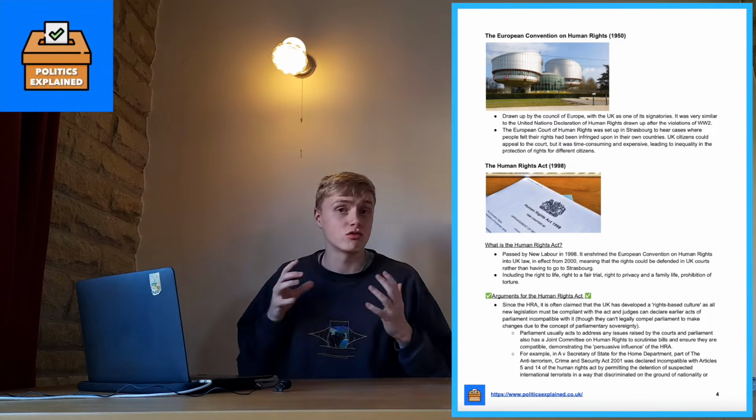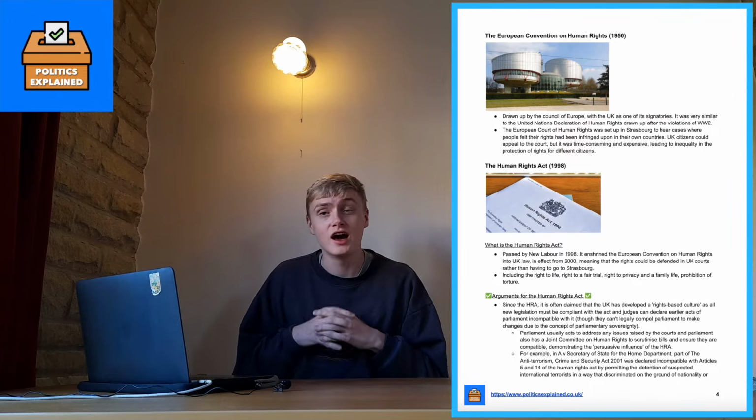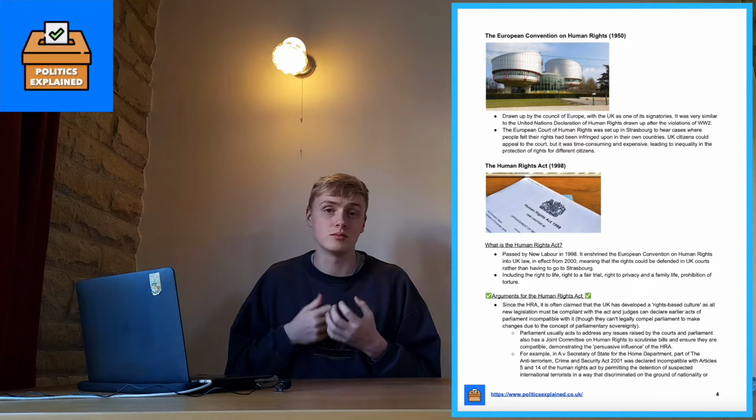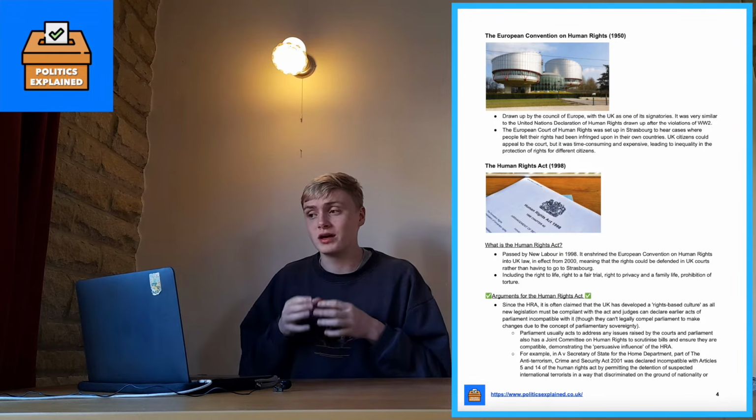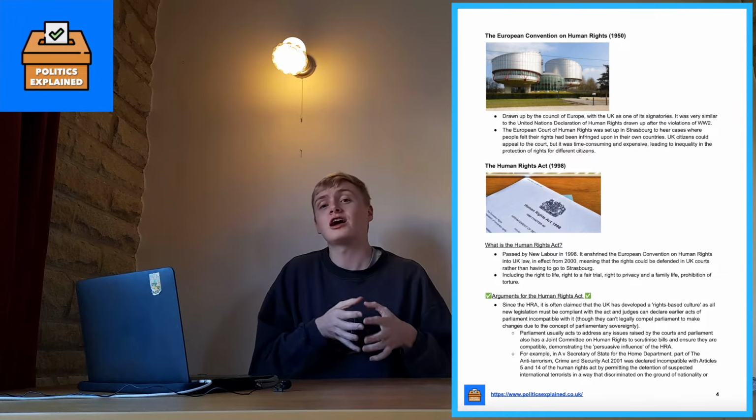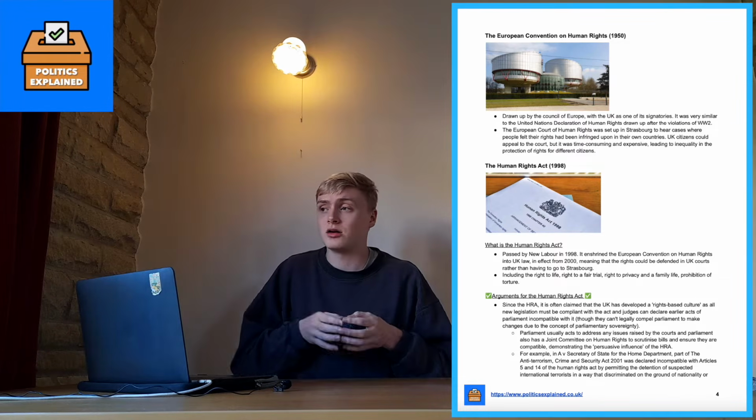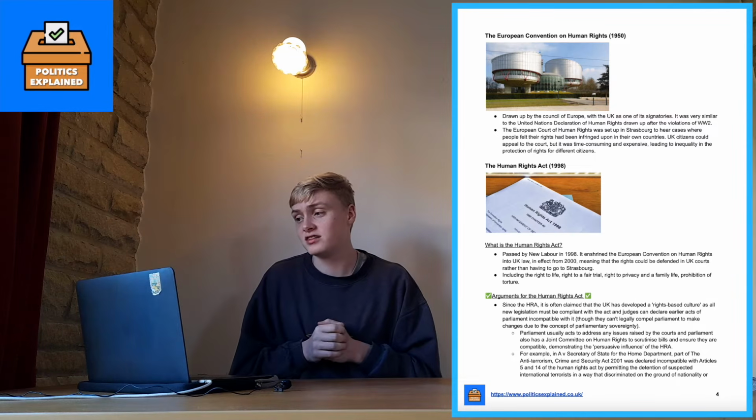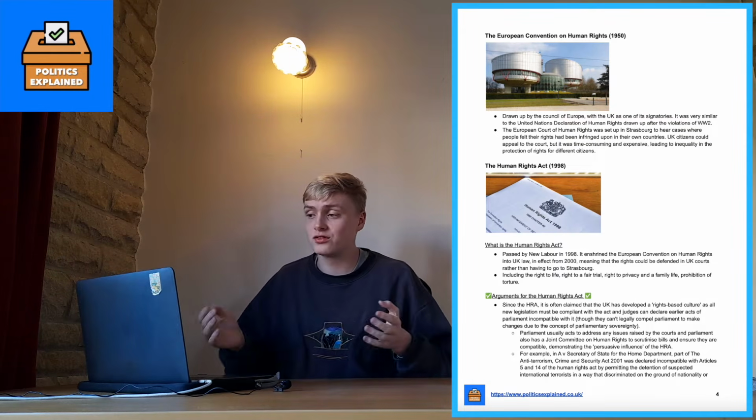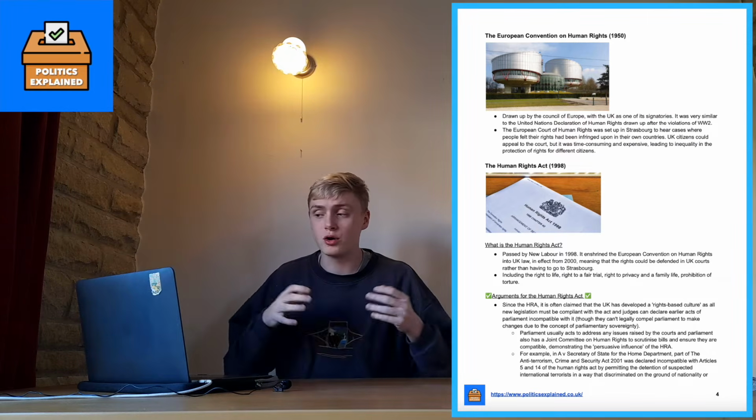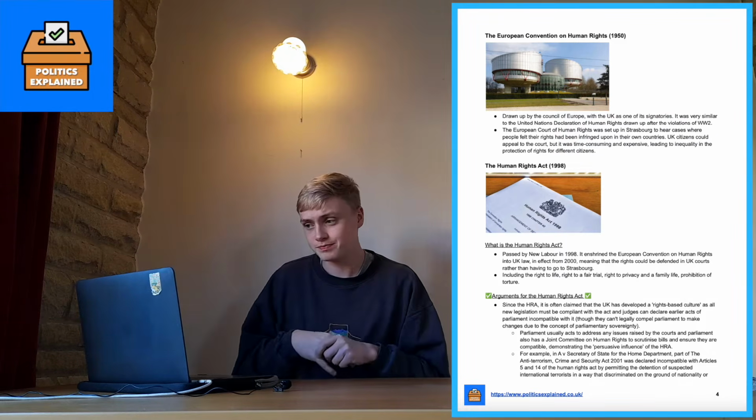This was why the Human Rights Act was introduced in 1998. Effectively, what it did was codify the, not codify, but make the European Convention of Human Rights, put it into UK law, so that those rights could now be protected and appealed to in UK courts. So it was passed by New Labour in 1998, and it includes the right to life, right to a fair trial, right to privacy and family life, prohibition of torture, among lots of other rights.